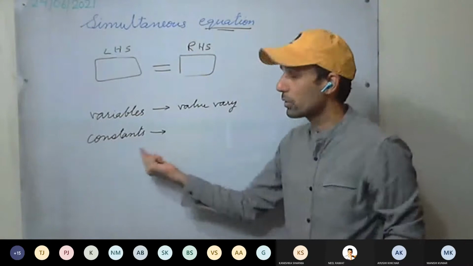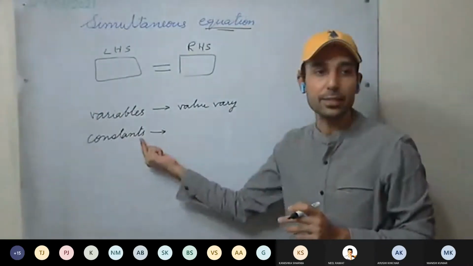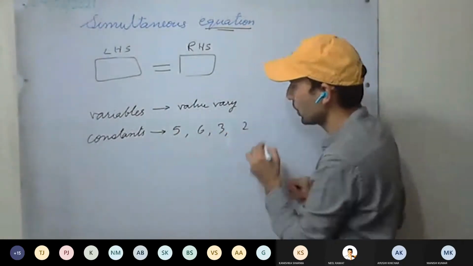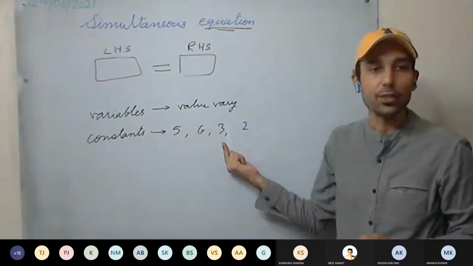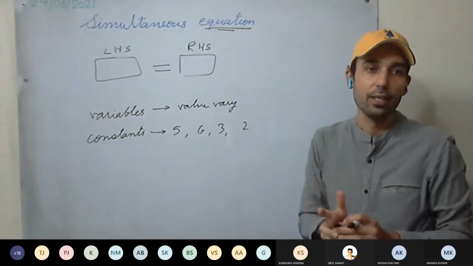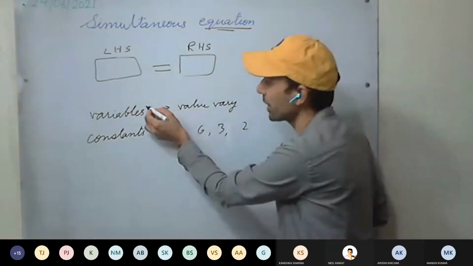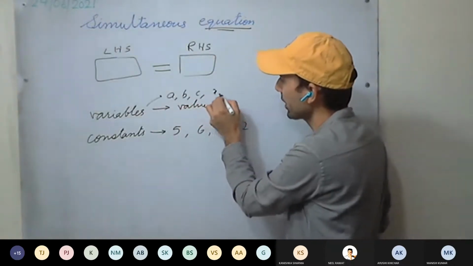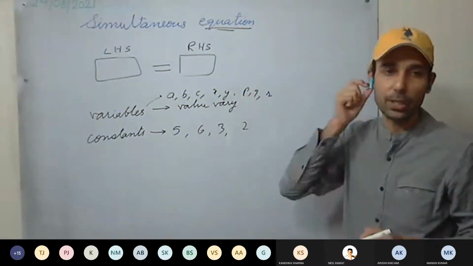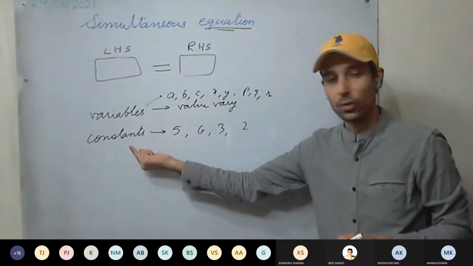Constants, the value they represent is always the same. It's constant. For example, 5, 6, 3, 2, these numbers are called constants. Why? Because they represent a fixed quantity. 5, you all know what it represents? That is 5. It's a fixed quantity. Its value doesn't vary. Whereas variables, we usually take A, B, C, X, Y, P, Q, R. Their values vary depending on the conditions being imposed, or depending on the equations. Okay, these are clear, variables and constants.